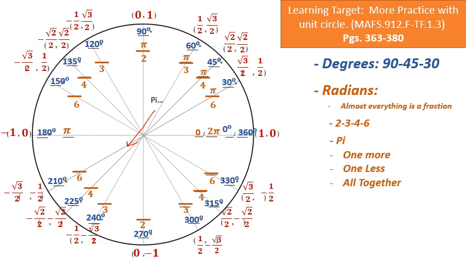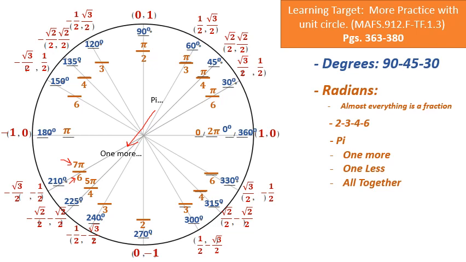So we started with pi, and we got all of the first quadrant. Now we're going to move to the third quadrant, and we're going to think one more. What does that mean? Well, look at this first fraction. The denominator is 6. What is the numerator? It's one more than the denominator. If the denominator is 6, the numerator is 7 pi. If the denominator is 4, guess what the numerator is?